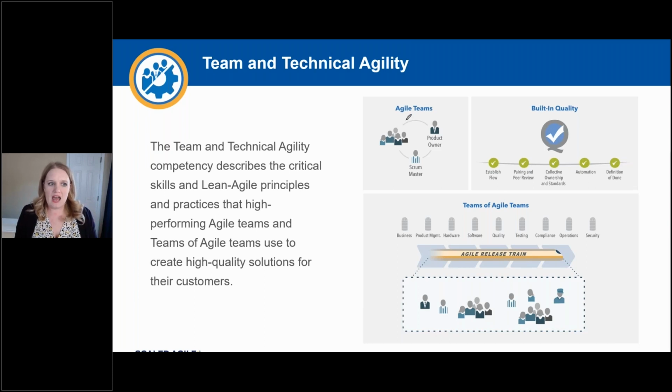It's building agile teams, which we'll take a look at here, and building quality into our products, our solutions, our offerings. Quality needs to be built in. It can't be added later. It cannot be added at the inspection point or tested in. And then we build teams of agile teams, where we'll look at how we organize around value to achieve true team agility.